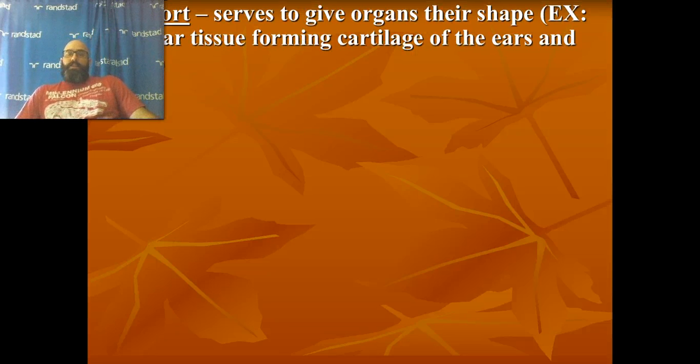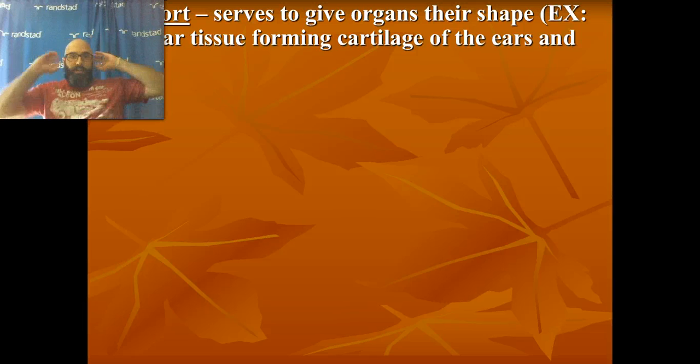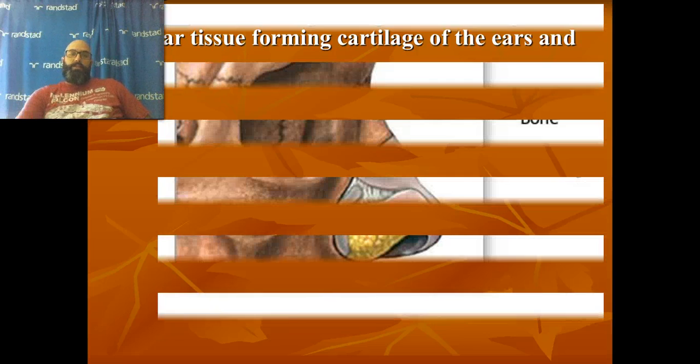So other things that it does, it gives support. It serves to help give organs their shape. For example, areolar tissue forming in the cartilage of the ears and the nose. So you have areolar tissue and cartilage in your ears that give them this nice fancy shape. Also your nose right here. Your nose is mostly cartilage, as you can tell by moving it back and forth. Here you have your ears. You can distort your ears, you can puncture your ears with earrings, and they still will maintain their shape.